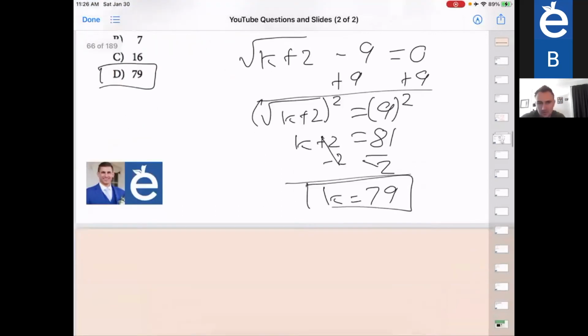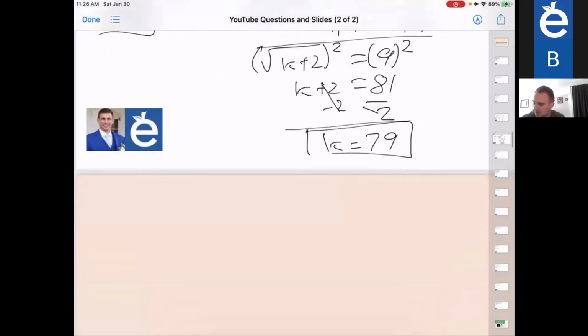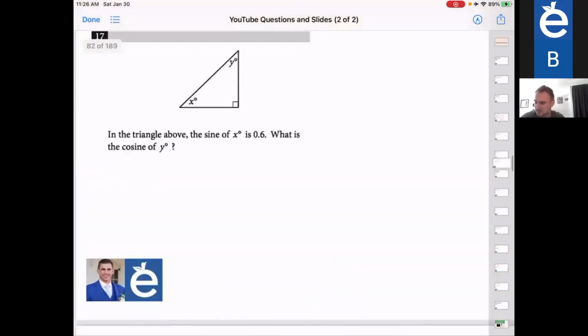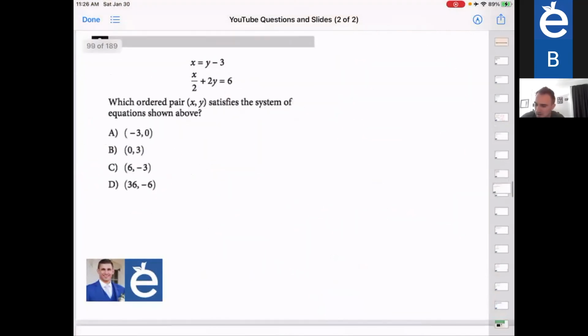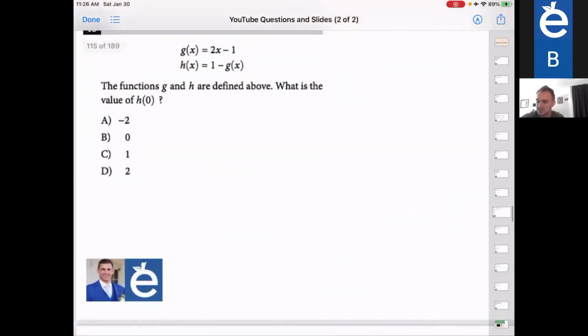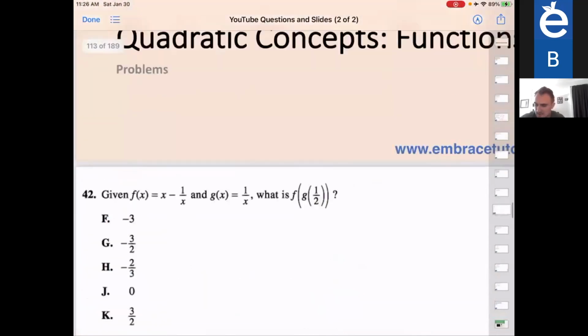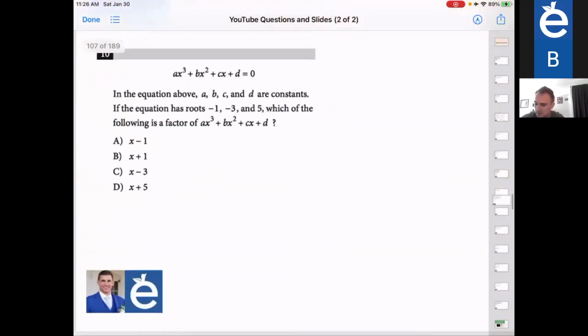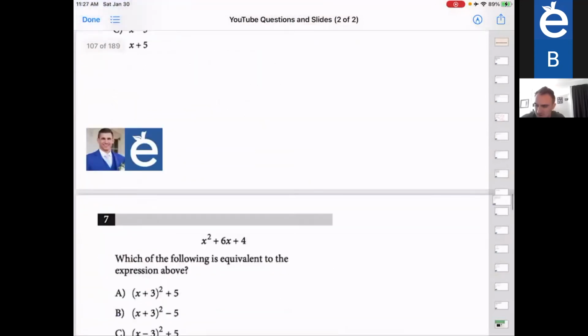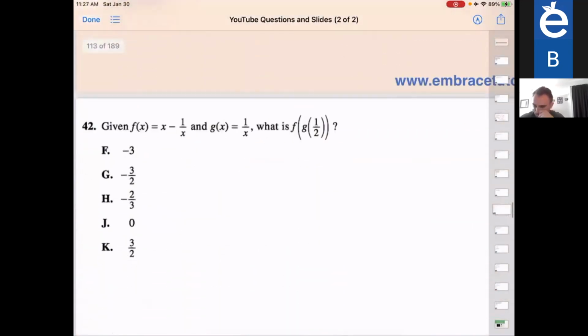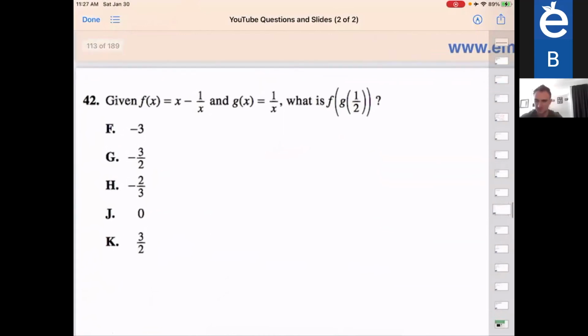Let's move down. New section, like I said, we might jump into practice test number 7, the same practice test we're working with Mr. Scotty on, just do the math section. Let's look here. What question did I want to do? Let's start here. Page 113, number 42. It says given f of x is equal to x minus 1 over x, and g of x is equal to 1 over x, what is f of g of 1/2?